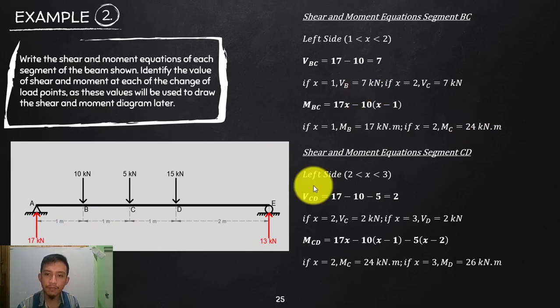Okay. Now let's go to CD. Cut here, your x will be from A still. So shear going up is 17 positive, down is 10, 5 is negative.